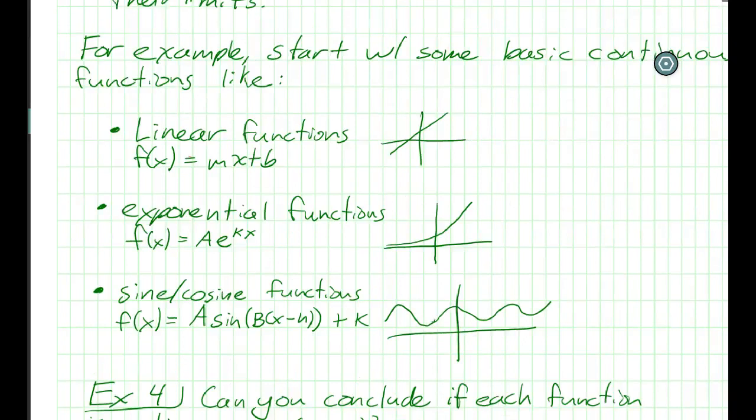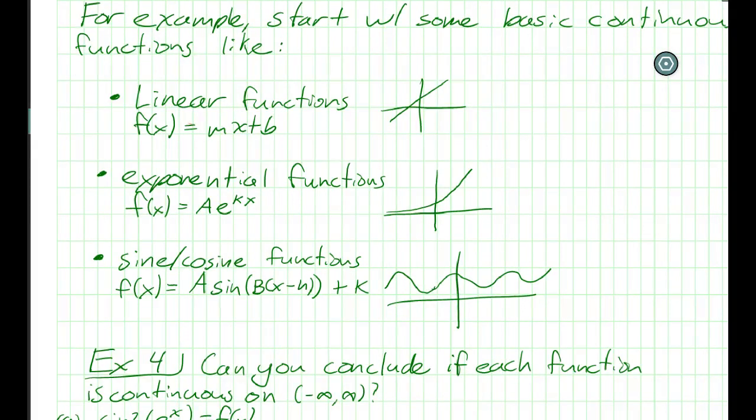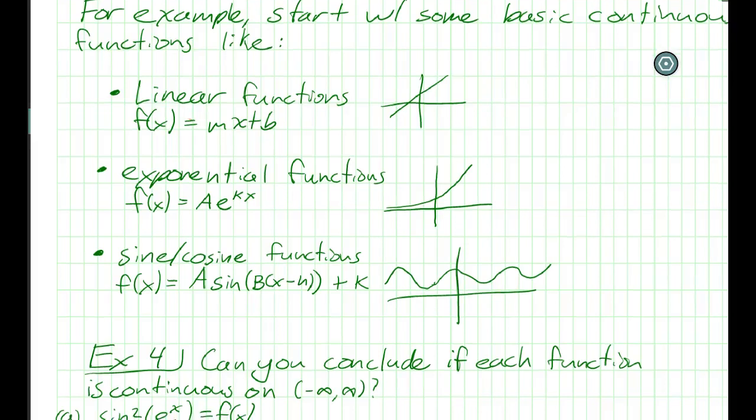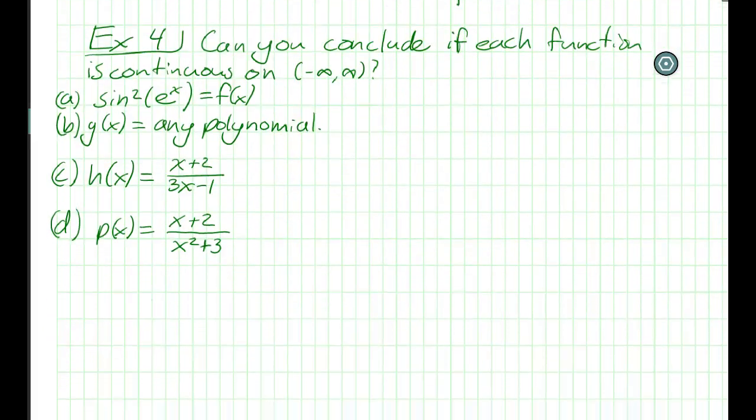So here's some examples of some basic continuous functions. Linear functions are continuous. You can draw them without lifting up your pen. Exponential functions are continuous. Sine and cosine functions are continuous. So let's use this knowledge to try to answer these questions. So can we conclude if this f of x function is continuous or not? Well, first of all, e to the x is continuous. It's the basic exponential function.